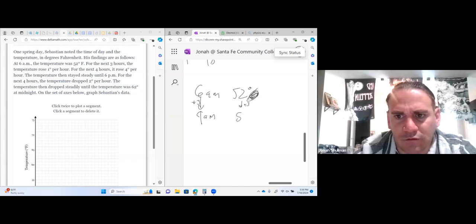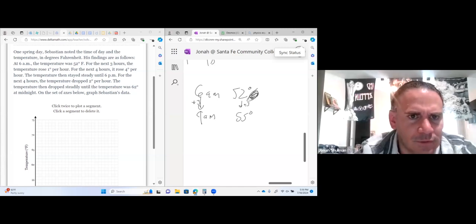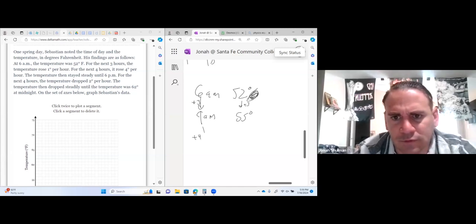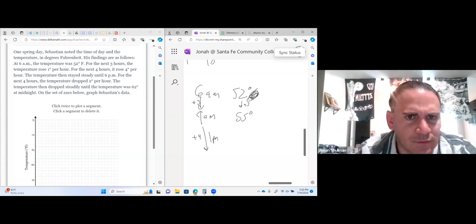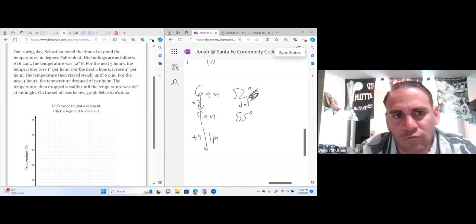So 50, 55. For the next 4 hours, so that's 10, 11, 12, 1 p.m. Okay. It rose 4 degrees per hour. So we're going 4 and 4. So we're talking 4 times 4. We're going 16 degrees. So we're at 71 degrees.